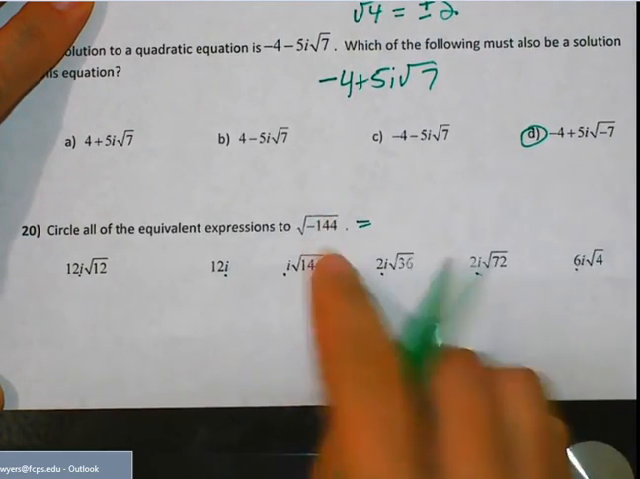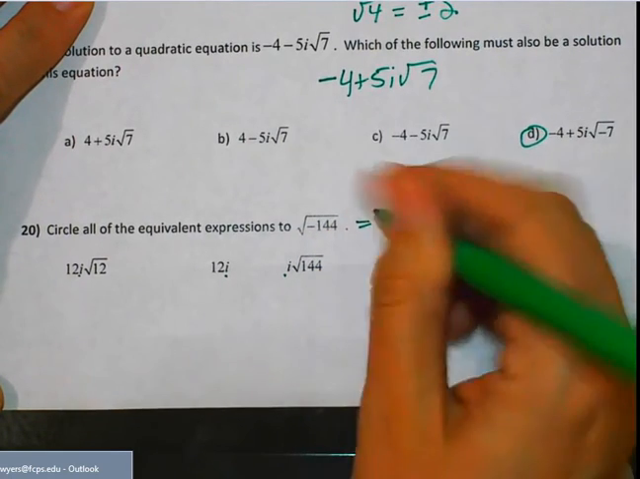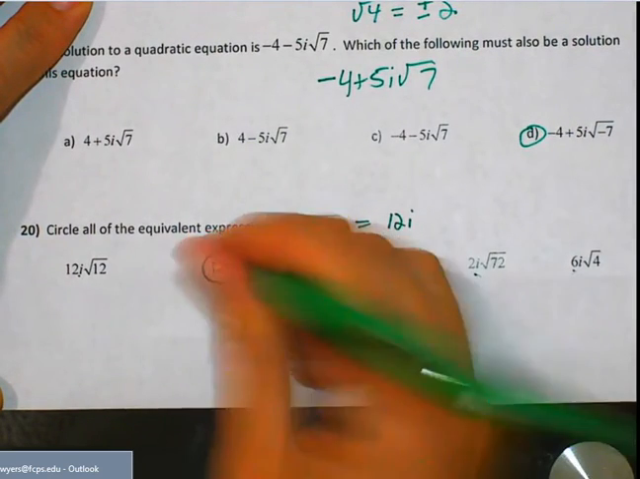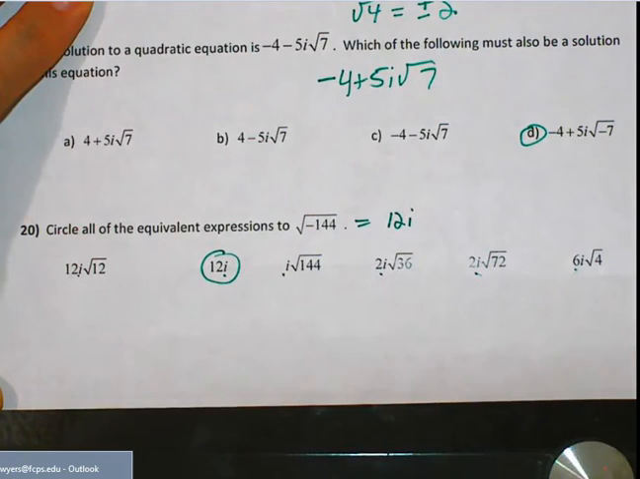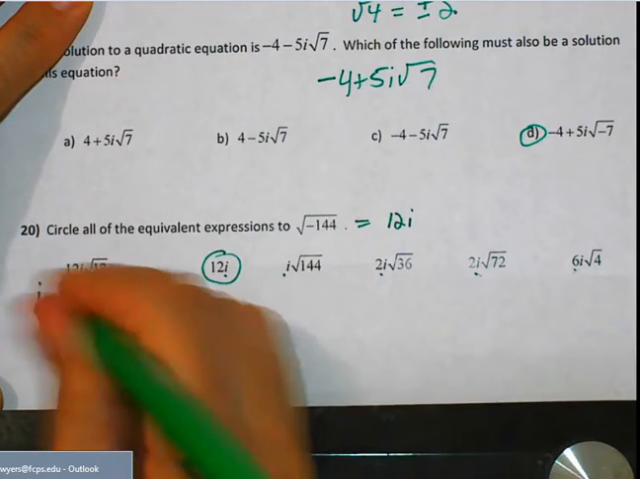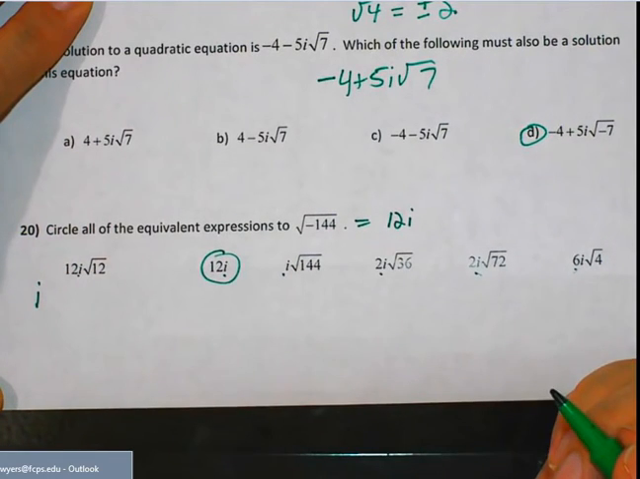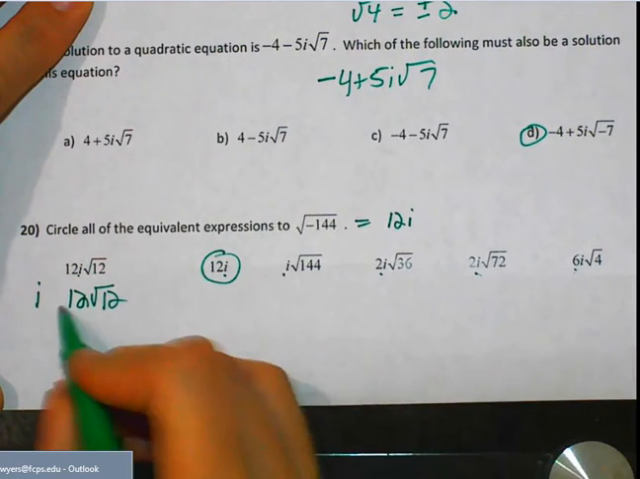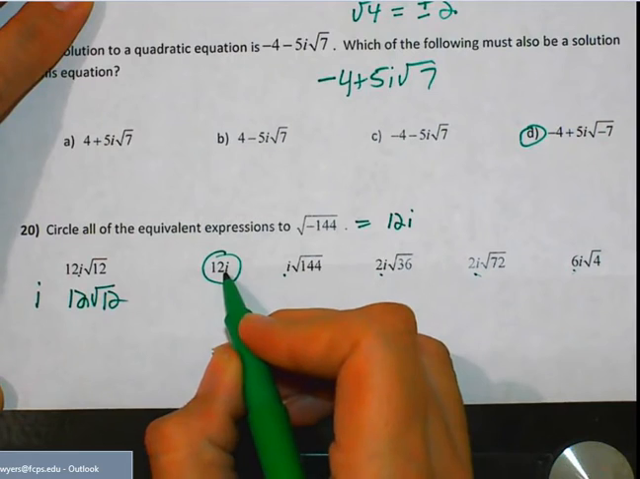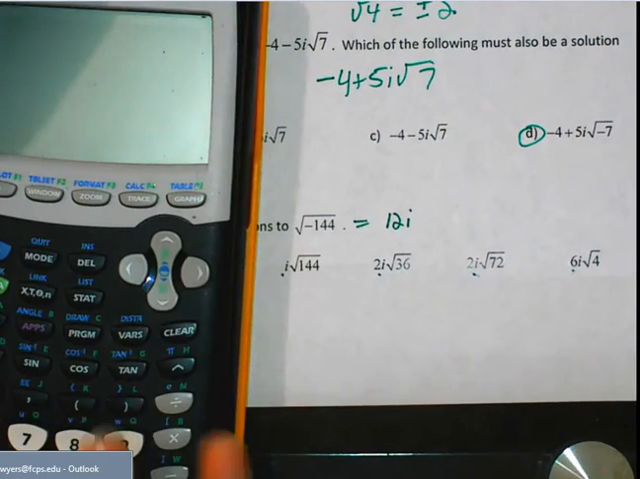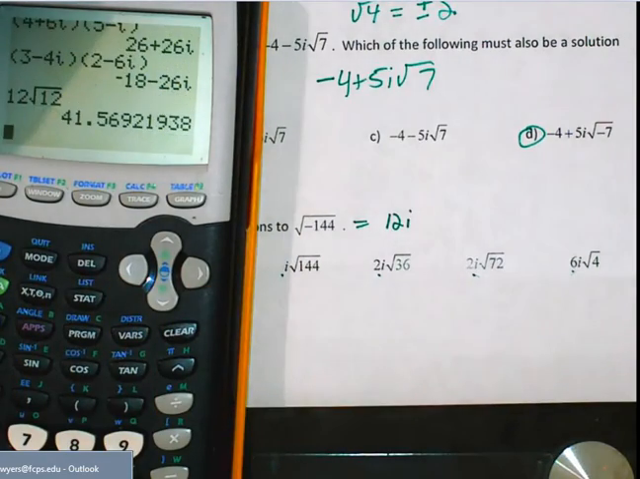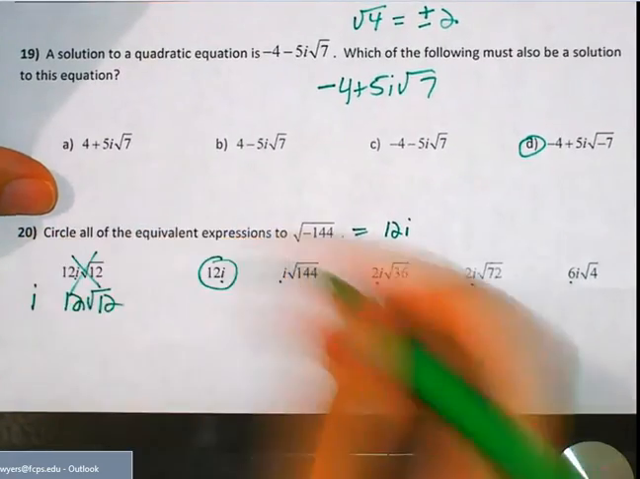Because if we simplified this, the square root of negative 144, we would get 12I, okay? But there could be other expressions that still represent that 12I. So let's take a look. We know they all have I, because we know the square root of negative 1 is I. So I have 12 square root 12, okay? Well, does 12 square root 12 equal 12? No, so 12 square root 12 is 41. So we know that that one doesn't work. We already said that one worked.